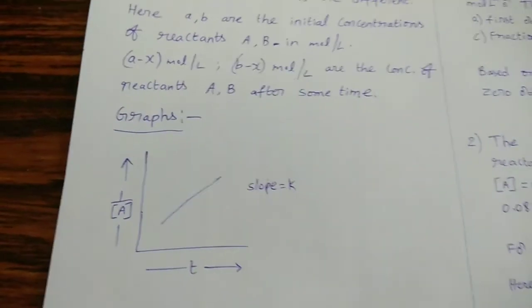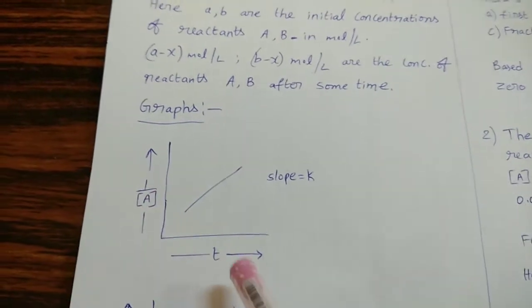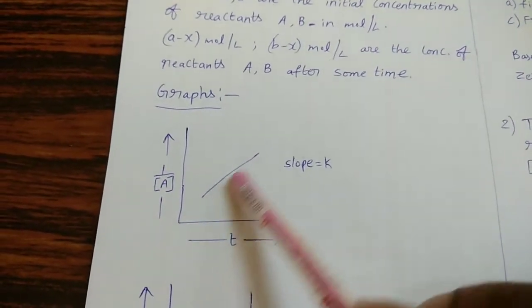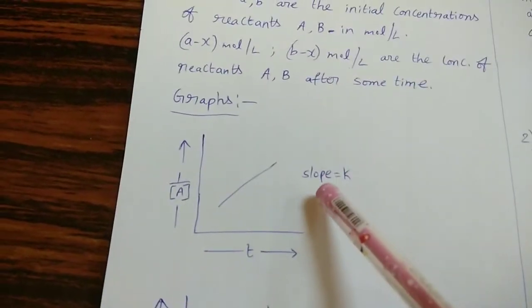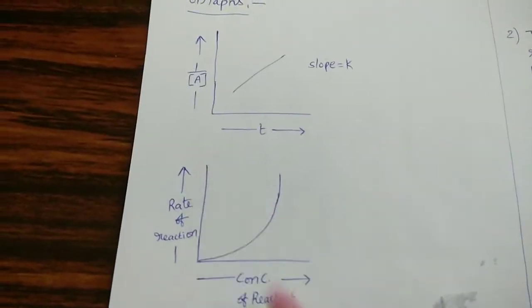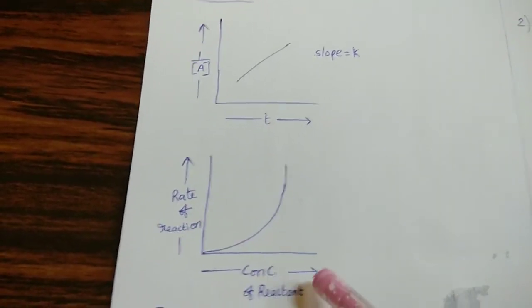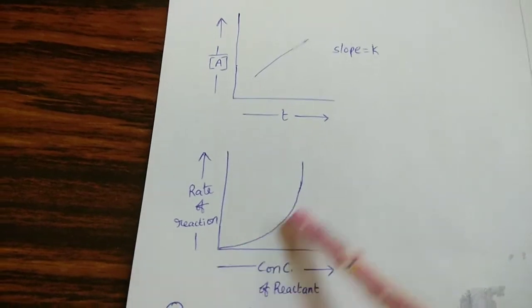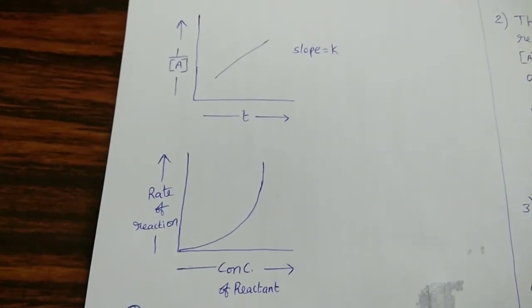Now for second order, the graph is 1 by concentration of the reactant A on the y-axis and time t on the x-axis, then we can get a line like this. It is not from origin; we just get a line whose slope equals rate constant k. Next, rate of reaction on the y-axis and concentration of the reactant on the x-axis, then we can get a curve like this. For any given data, if we get a curve between these two factors, then we can say it follows second order.